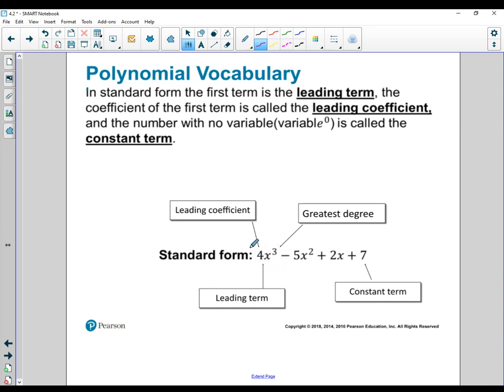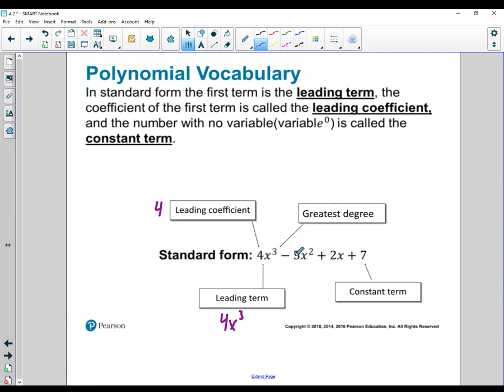And so the leading term, the one in front, is literally just going to be the whole term in front. The leading coefficient, remember what coefficient means? Coefficient means like the thing that's multiplied to the variable. So the leading coefficient here is just 4, right? The leading term is 4x cubed, right? Because that's just what's multiplied to this variable here.